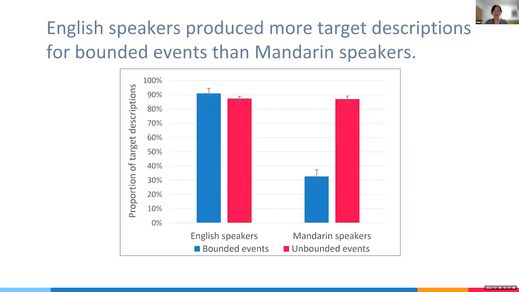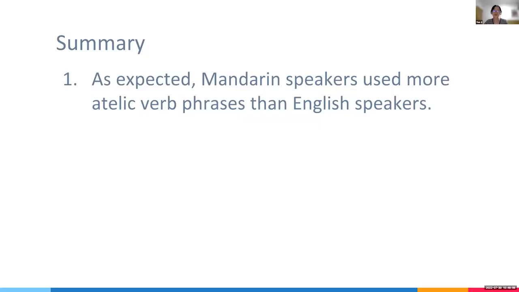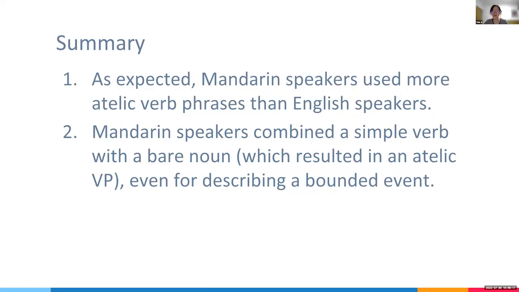So here are the results. From the figure, we can see that English speakers produced more target descriptions for bounded events than Mandarin speakers, as the blue bars show. And English and Mandarin speakers are not different in describing unbounded events. So to sum up, Mandarin speakers indeed used more atelic verb phrases than English speakers. And specifically, Mandarin speakers combined a simple verb with a bare noun, which resulted in an atelic verb phrase, even for describing a bounded event.